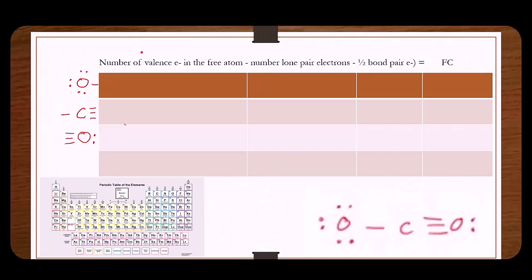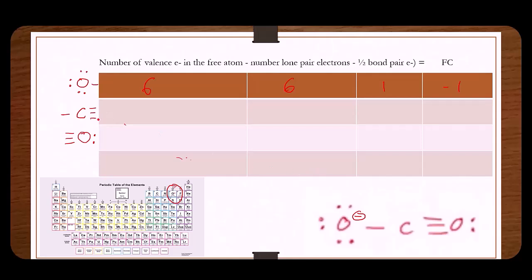So starting off, we can determine the number of valence electrons in the free atom, and we can do that by going to the periodic table. Oxygen is in group 6, so it would have 6 valence electrons. It has 3 sets of lone pair electrons, and there's 2 valence electrons in each lone pair, so that would be 6 valence electrons. It has 1 bond, and there's 2 valence electrons in 1 bond, and half of that would be 1, so we have 1. So 6 minus 6 minus 1 is negative 1. So for this oxygen, we can put a negative formal charge on it. We put a negative sign with a circle around it.